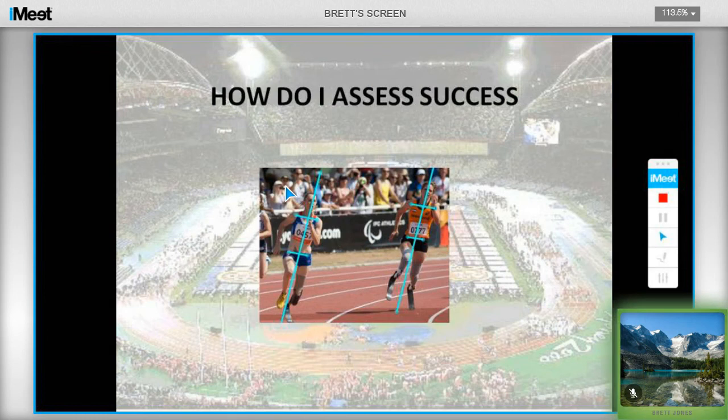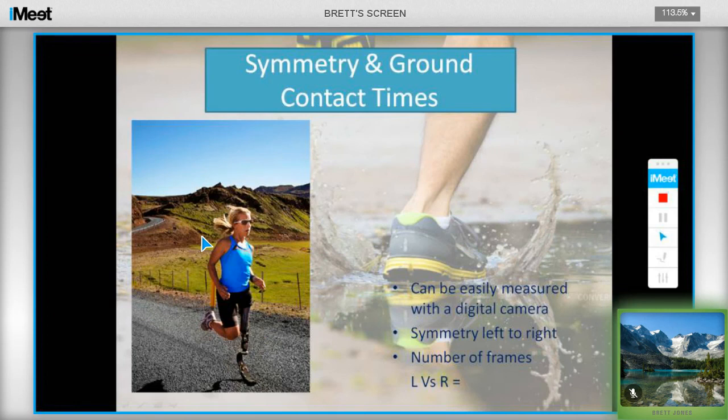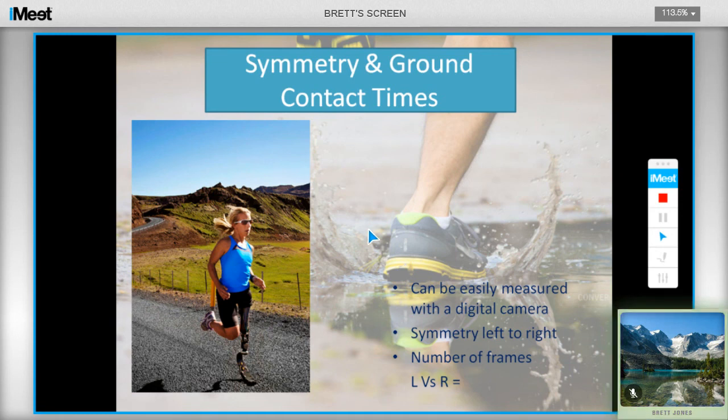How do I assess success? Really, we're looking at symmetry and ground contact times. For me, this is the main thing that I know we have a good setup for amputee running, and I measure this normally with just a digital video camera or my phone, and I'm just counting the frames. So how many times are we on the ground? We're on the ground 11 frames on the left side, and 8 frames on the right side. I would try and teach and cue the athlete and review the setup until we get something that's a little more closely symmetrical in terms of ground contact times.